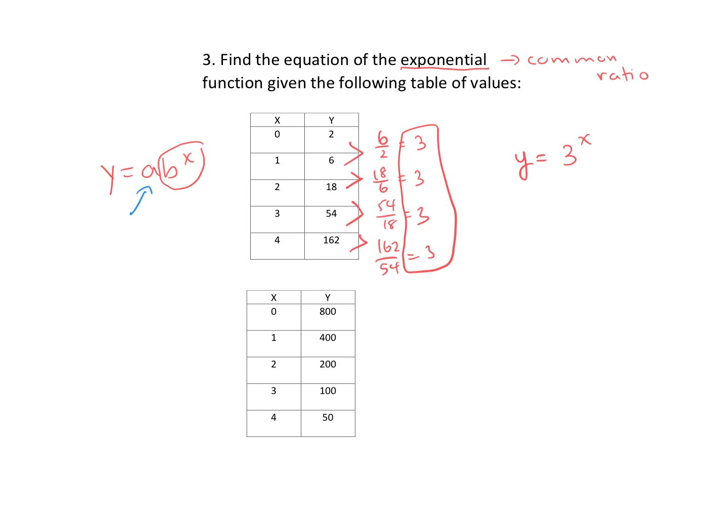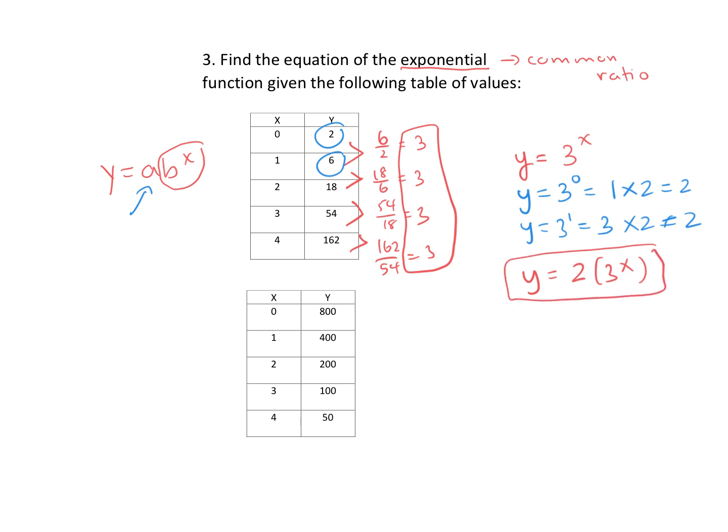So what I can do is put in some numbers. If x is 0, 3 to the 0 is 1, but in this case it's 2. If x is 1, 3 to the 1 is 3, but in this case it's 6. So in order to get 2, I'd have to multiply by 2, and in order to get 6, I'd have to multiply by 2. So after I do my base 3 to the x, I also have to multiply by 2.